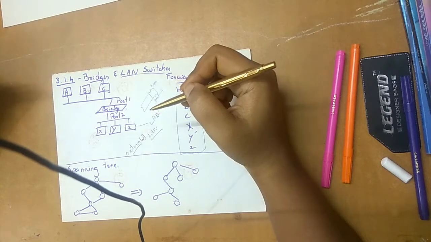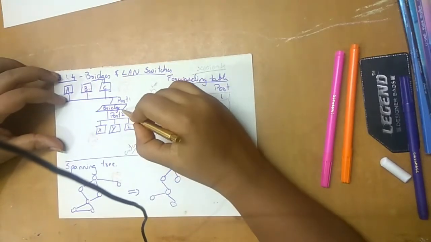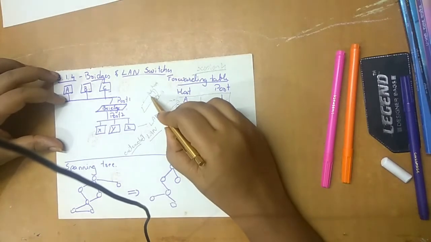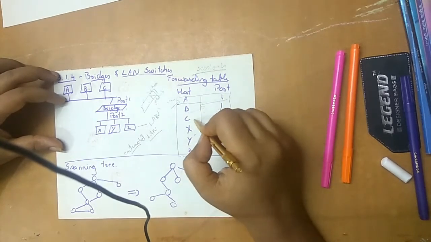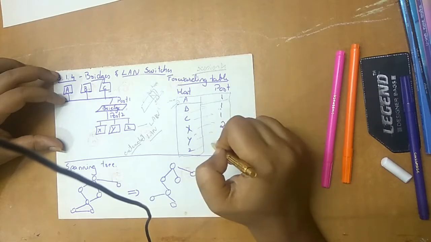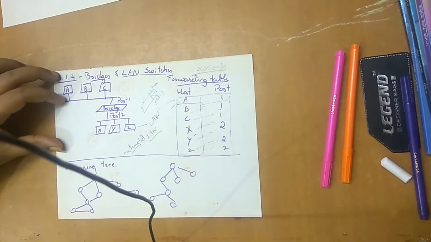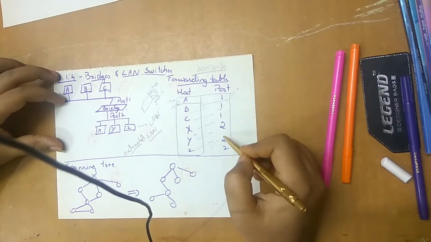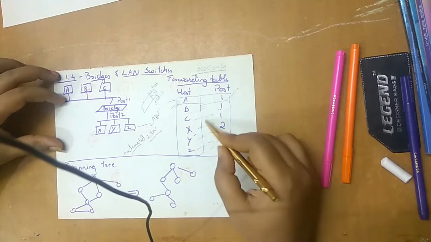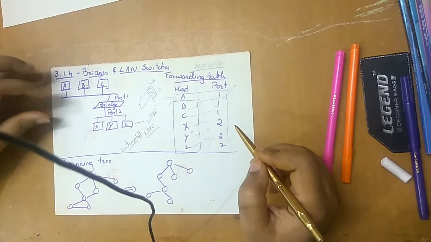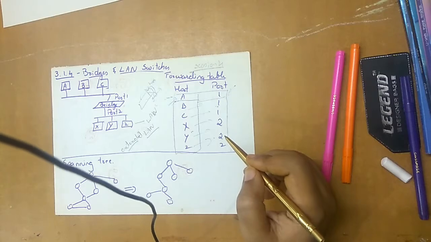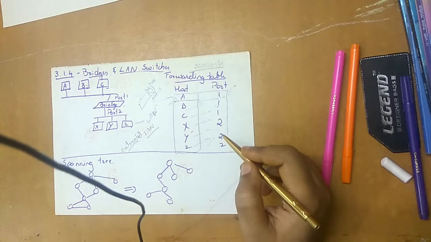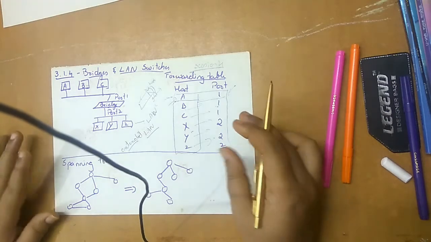Now initially the bridge's table will be empty. As a packet arrives with the port number, it will keep on adding. So for further transactions it will be easy. The table will be filled with the first packet, second packet, third packet, and then it can follow this port. So initially the table will be empty. The bridge updates it automatically, not by a human. So this is the bridge.